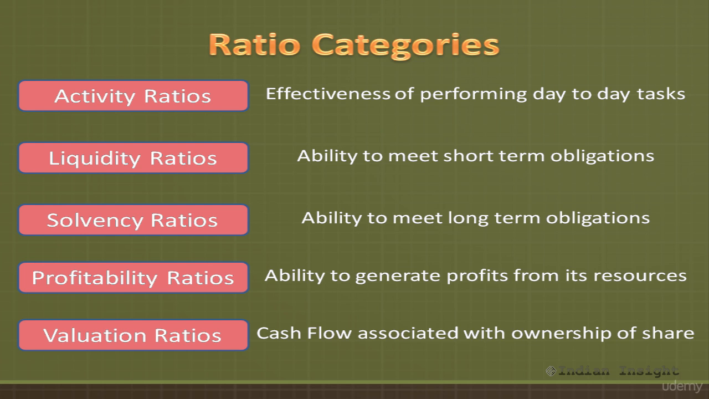The next category of ratios is the profitability ratios, which measure the company's ability to generate profits from its resources. Then you have the valuation ratios, which measure the quantity of an asset or cash flow associated with the ownership of a company's share. One should understand that these ratios are not mutually exclusive.